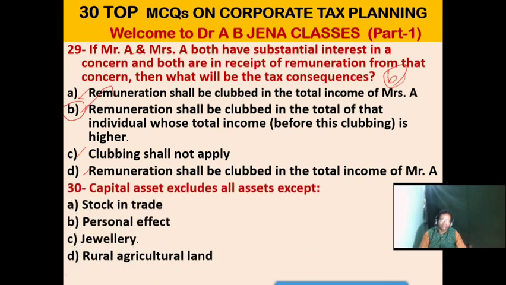So last but not the least, the vital MCQ. The capital assets include all the assets except what? A, stock in trade. B, personal effect. C, jewelry. D, rural agricultural income. So capital assets include all the assets except what? That is rural agricultural land. So here C is the right option for this MCQ.